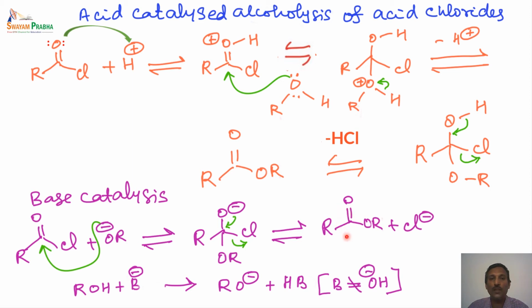So whichever is the nucleophile that is present in the system will add to this particular electrophilic carbon. If it is an alkoxide, we end up with a carboxylic ester. If it is a hydroxide, we will end up with a carboxylic acid. So the nucleophile which is added is very crucial for this particular reaction.